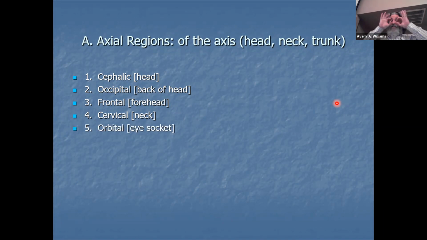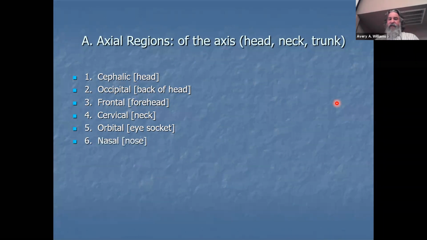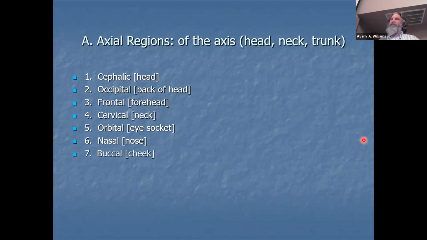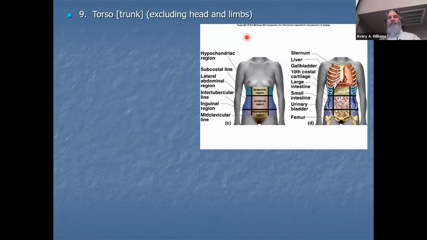The orbital regions, those are your orbits, your eye sockets, so anything of that or surrounding that. Nasal is pretty easy: nose, nasal spray goes up your nose, right? Buccal, that's a kind of different one. It refers to your cheeks, the walls of your oral cavity. Mental means chin, or things of the chin or of the jaw or the mandible, all right?